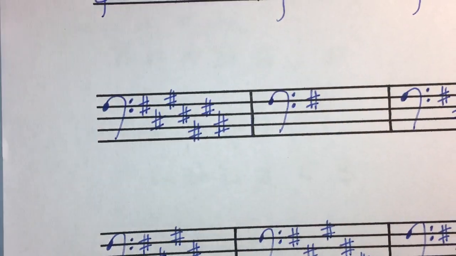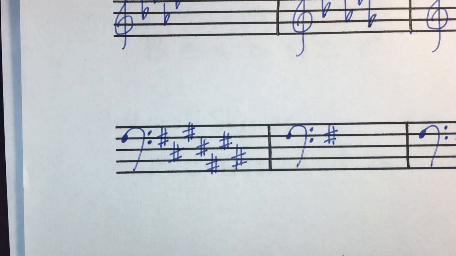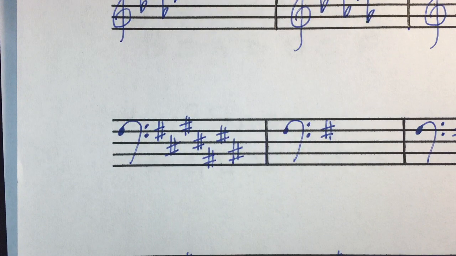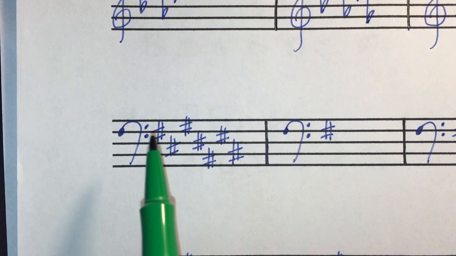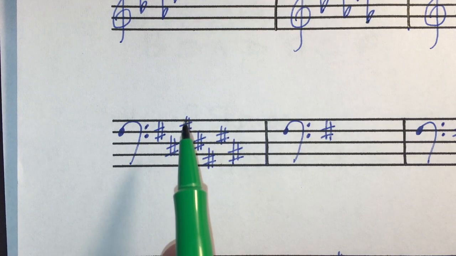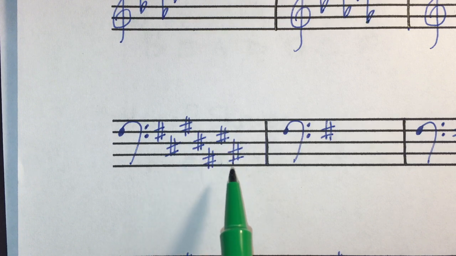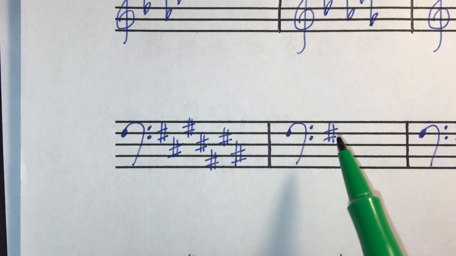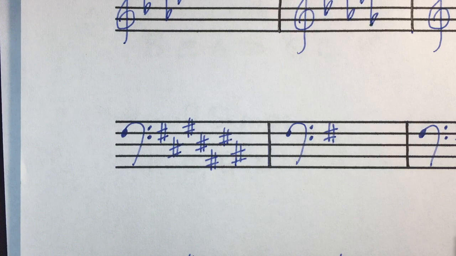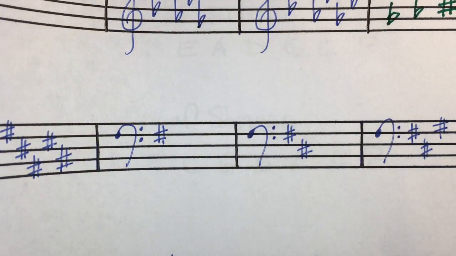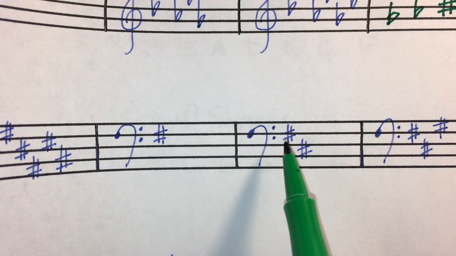Alright, let's look at some examples for sharps. We'll do these in bass clef. So the order of sharps, remember, is F, C, G, D, A, E, B. Father Charles goes down and eats breakfast. F, C, G, D, A, E, B. One sharp is F. You have two sharps, F sharp and C sharp.